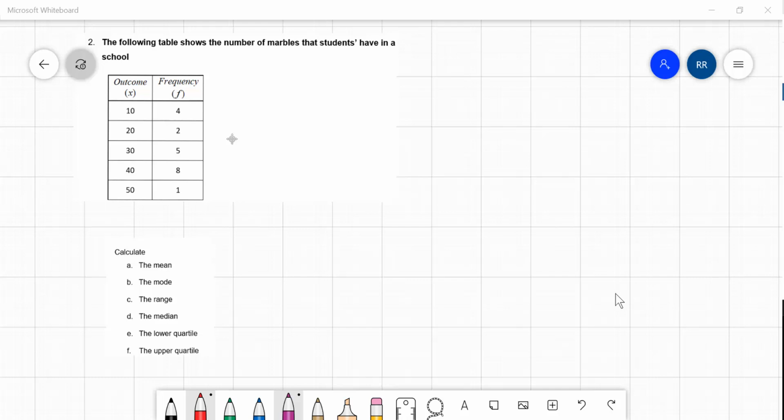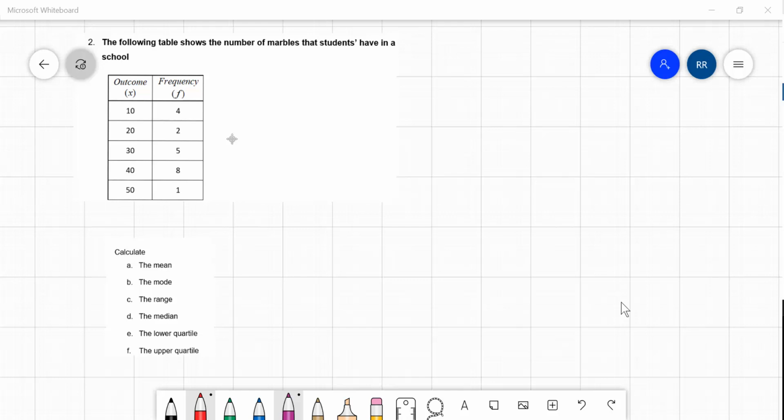Okay, guys. So for number 2, we have a frequency distribution table like this, and it asks for the mean, mode, range, median, lower quartile, and upper quartile. It's the same question as number 1, but in number 1 we see singular data, represented by a single data. And here the data is actually, yes, singular, but we represent this in a form of table.